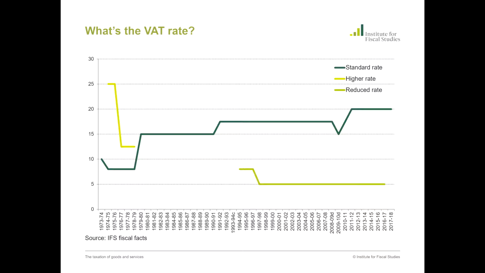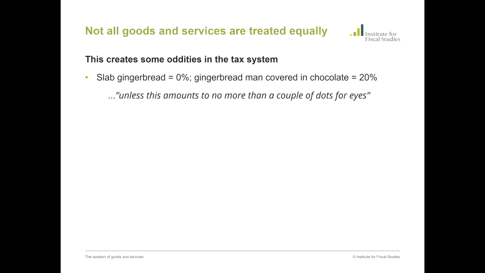And finally, we have some what we call exemptions. An exemption is where no VAT is charged by the business, but they also can't reclaim the VAT on their inputs. Now, this kind of differential treatment of goods and services in the VAT system does lead to some peculiar instances. So there's one case here where slab gingerbread is charged at 0%. Gingerbread men covered in chocolate are charged at 20%, unless this amounts to no more than a couple of dots for eyes. It's a bit of a weird specific rule.